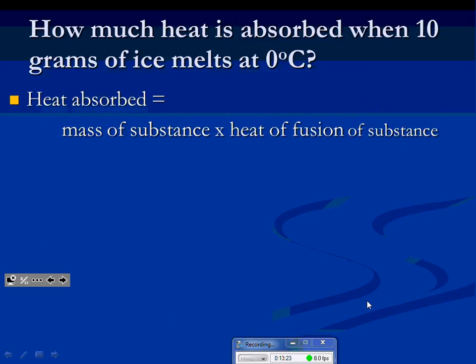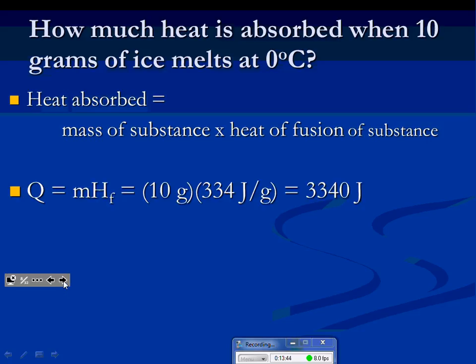How much heat is absorbed when 10 grams of ice melt at 0 degrees Celsius? Remember, I just said heat absorbed, that's going to be Q. Mass of the substance is going to be M. Heat of fusion is going to be H sub F. So when we have our specific equation, it's going to look like Q equals M H sub F.